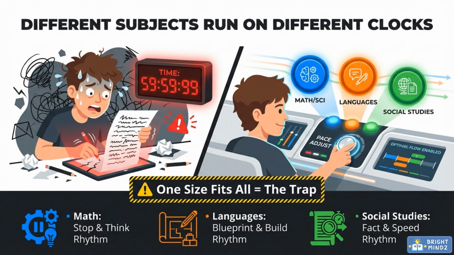Here's the big idea: different subjects run on different clocks. Math and science need a stop and think rhythm, with pauses to plan, calculate, and check. Languages work better with a blueprint and build rhythm, where you sketch ideas, then write smoothly. Social studies often rewards a fact and speed rhythm, moving quickly through key points. The trap is using one timing style for everything, instead of switching clocks when the subject changes.